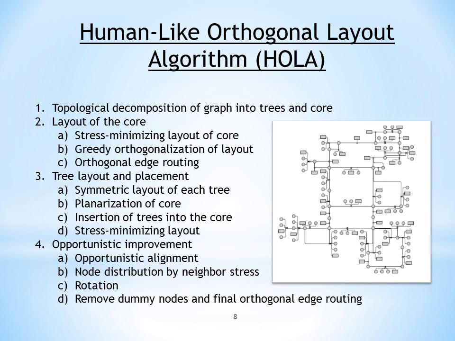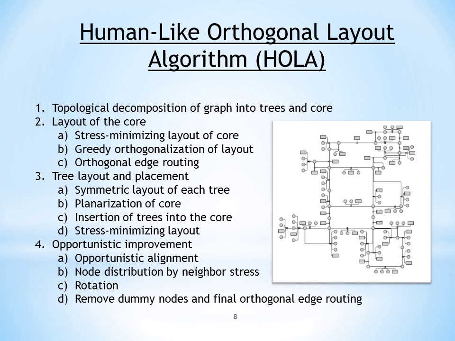Next, nodes are aligned for best symmetrical fit based on orthogonal degrees. This step is used to minimize the angular displacement of nodes relative to each other. The third step, tree layout and placement, involves determining the layout for each tree. The edges of each tree are routed orthogonally and flattened before placing each tree in the core. Gradient projection is then used to alleviate any stress to the graph accumulated by the prior steps.